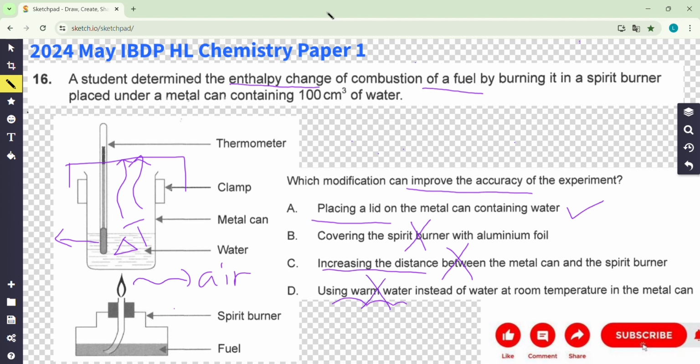Remember in examination, make sure you look at all the 4 options, 1 correct and 3 incorrect, and then you will be confident about your answer.